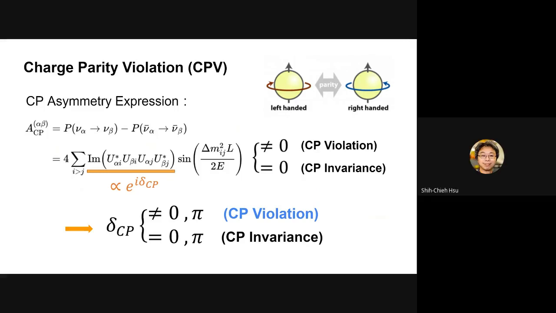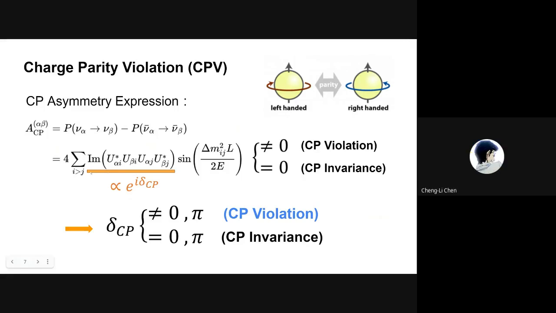A real number cannot be proportional to an imaginary number. You say proportional to exponential i delta CP. I don't understand. How can a real number become an imaginary number? Oh, the imaginary. I think the equation here is called the imaginary part. So in fact, is this an imaginary number? I'm not sure. No. You say proportional to exponential i delta. Exponential i delta is a complex number.